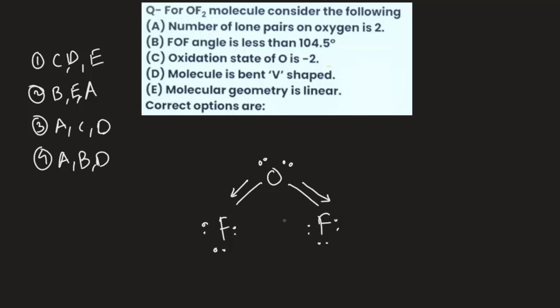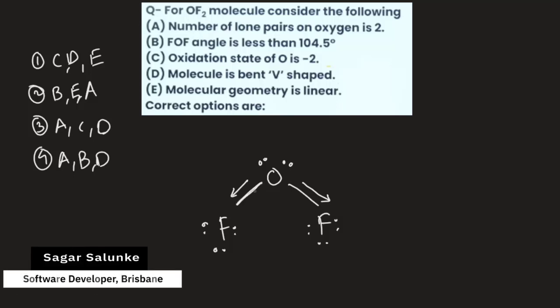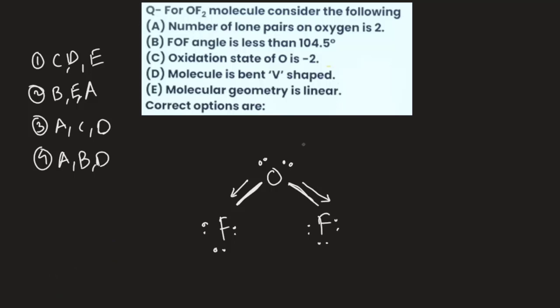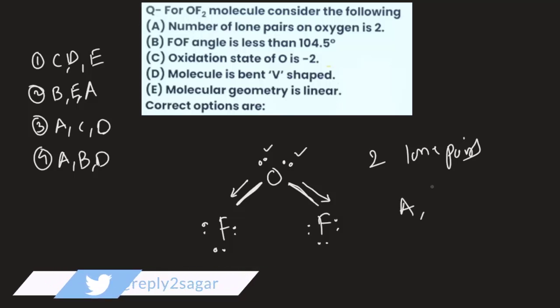So if you draw the Lewis-dot structure for this molecule, this is how it is going to look like. Oxygen has 6 valence electrons, out of which 2 will be used to make the bonds with the fluorine, and the remaining 4 will stay on as the lone pairs. So there are 2 lone pairs. That means option A is correct.